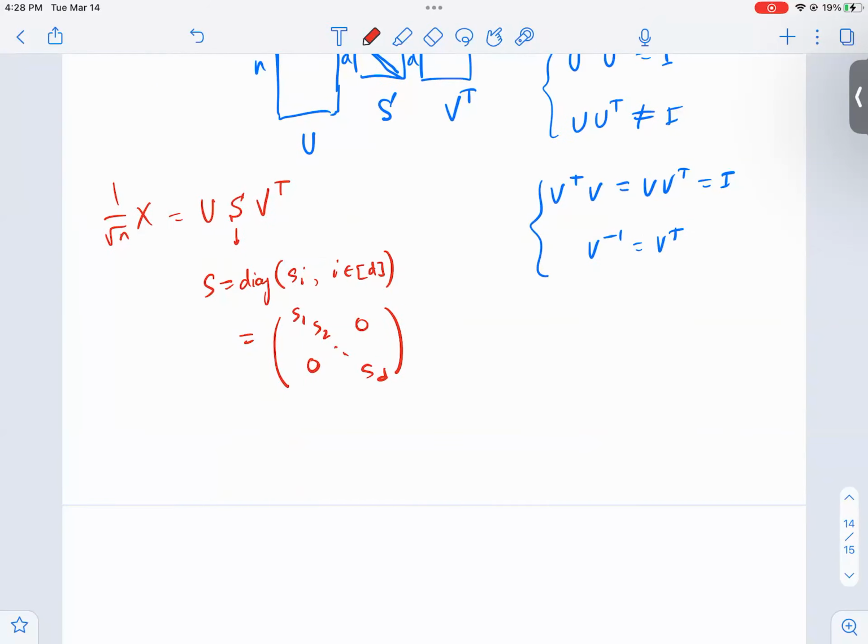Okay, these are the singular values of the matrix. And what this is saying is that X behaves like this diagonal matrix if you view it in the correct basis. If you choose the basis U for the output and basis V for the input, or V transpose, then this transformation looks like a diagonal matrix.